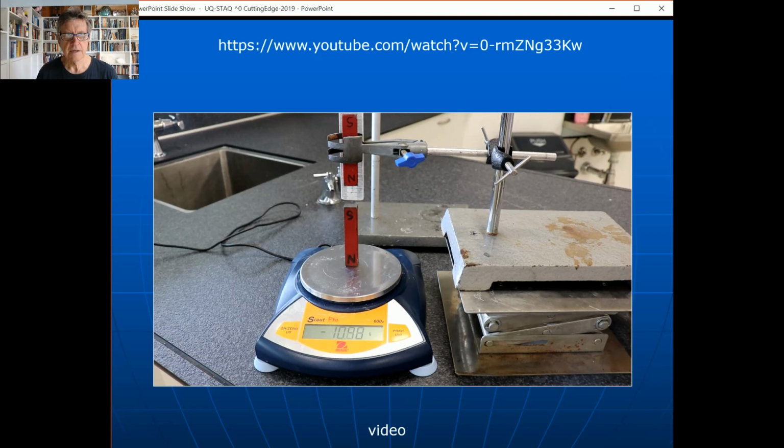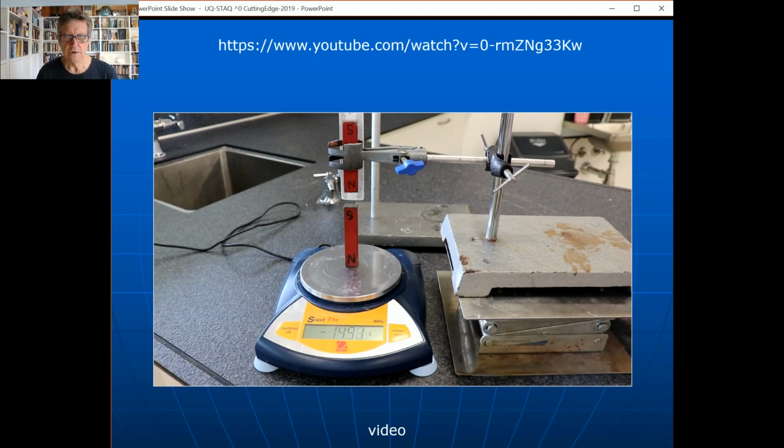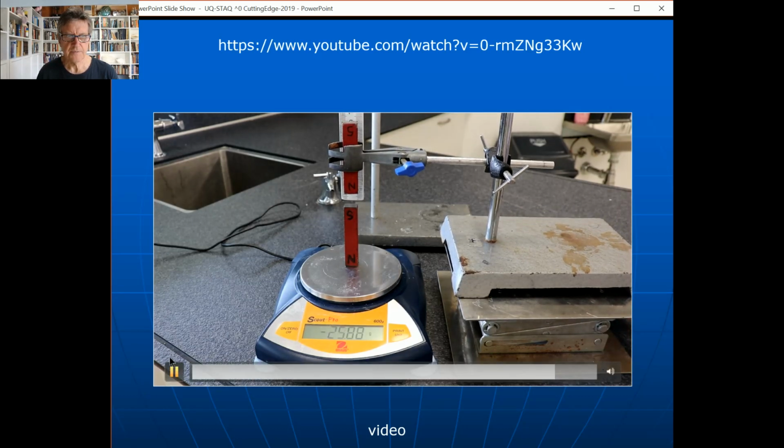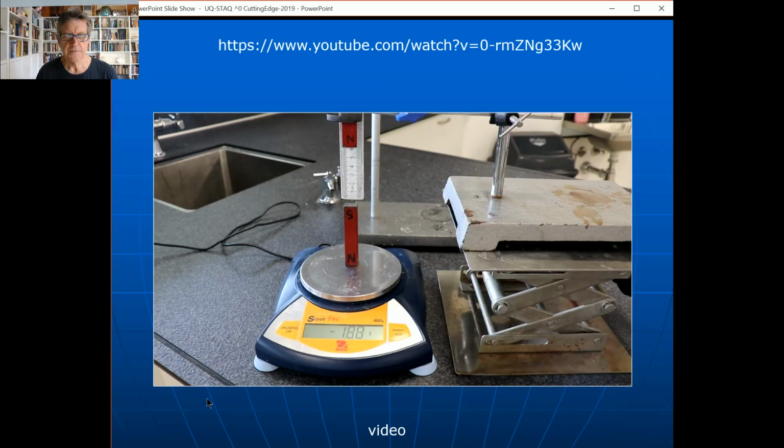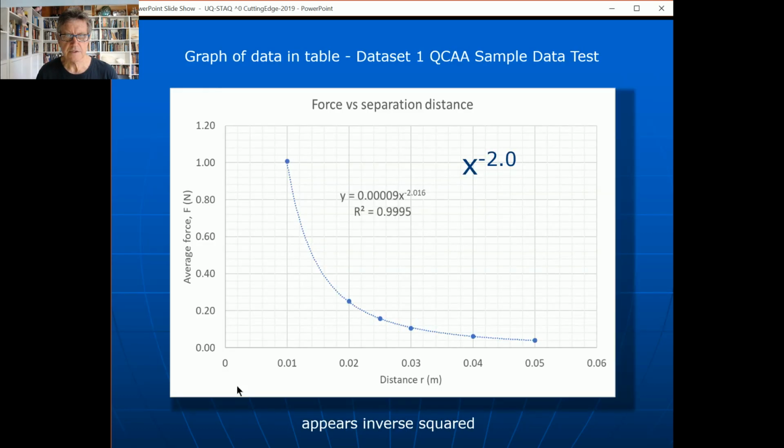Okay, and I'll stop there. You get the idea. Okay, now the next slide, this is the results of it. What you'll see, I've got the distance along the bottom in meters. Now you could do that in centimeters, it wouldn't matter, but it's 1 centimeter, 10 centimeters up to 50 centimeters.